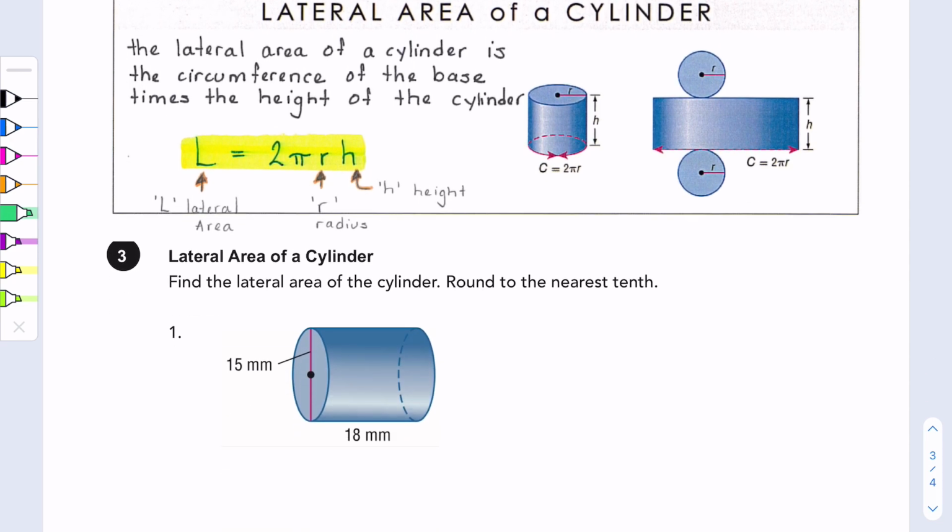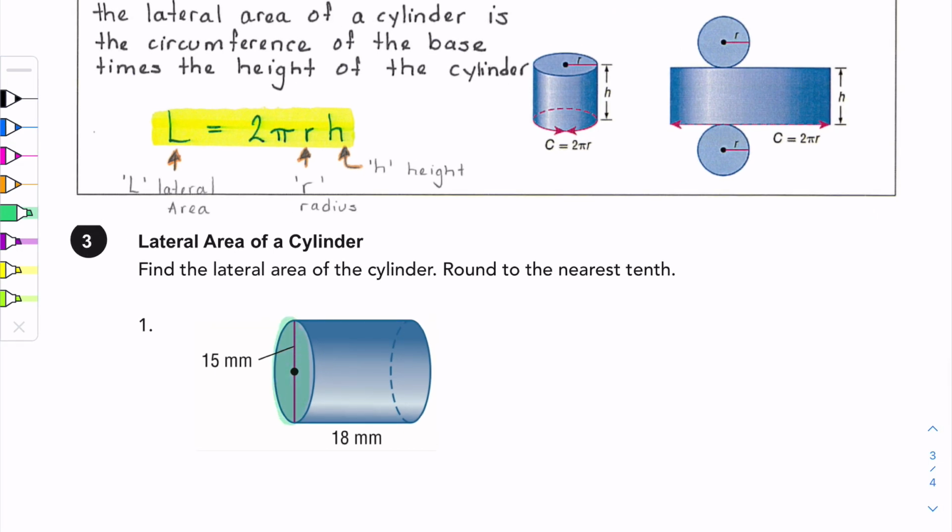If we look at our first example, we have a cylinder. It's tipped on its side, but we still know the bases are here. Another key point we need to notice is that this is the diameter that's marked. You can see it indicates this entire line. So I need to indicate that the radius of this is 7.5 millimeters.